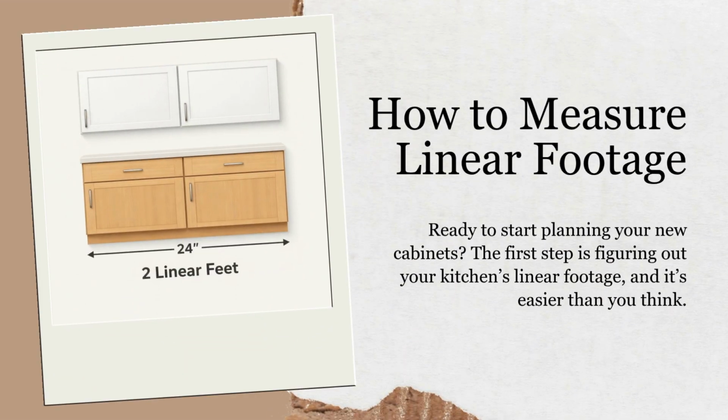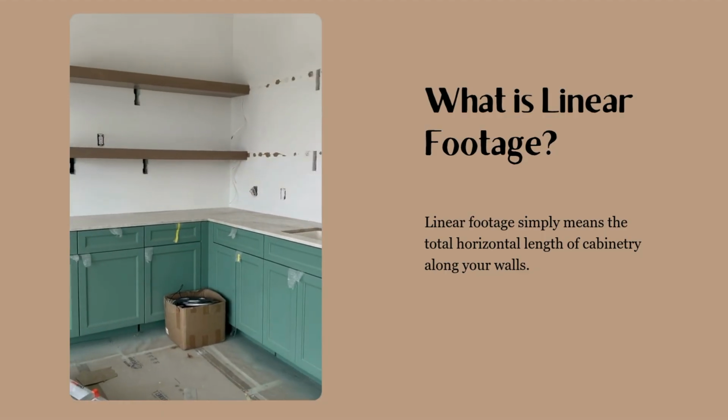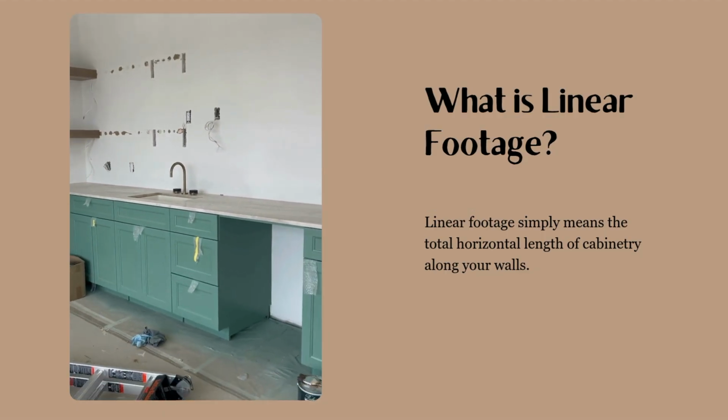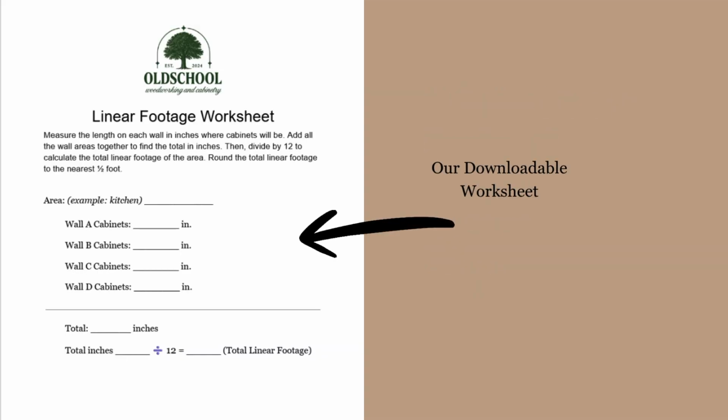When planning for new kitchen cabinets, one of the first numbers you'll need is your kitchen's linear footage. Linear footage simply means the total horizontal length of cabinetry along your walls. To make this easier, we've created a free downloadable PDF to help calculate your total linear footage.